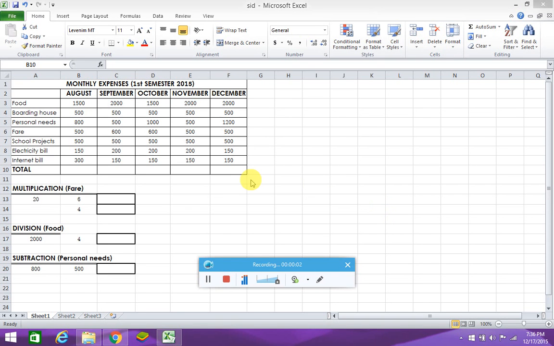Hi, in this video, you will learn how to do simple mathematical operations using Microsoft Excel. For the simple mathematical operations, we have addition, multiplication, division, and subtraction.